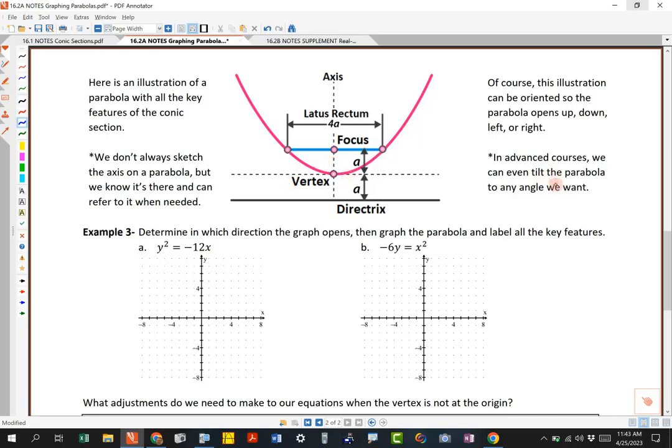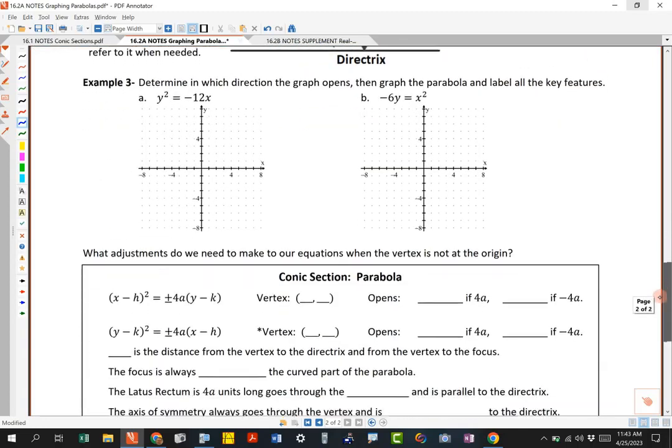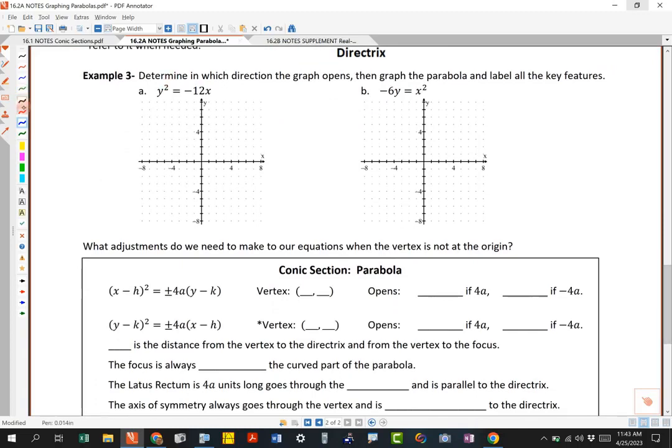Again, you can turn it so it's left, right, up, down. You can even, in advanced courses, tilt it pretty much any direction that you want. Lizzie earlier was asking, could you tilt it so it's on a 45-degree angle? Absolutely, you could do that. It gets a little uglier, but you can do that. If you keep this mental picture in your head, it doesn't matter which direction it's turned. We should be able to look at this and graph these really quickly.